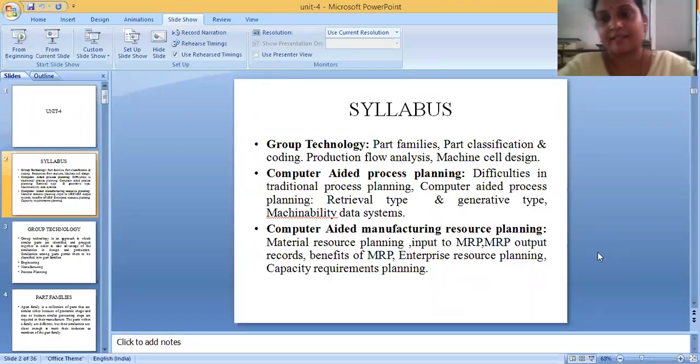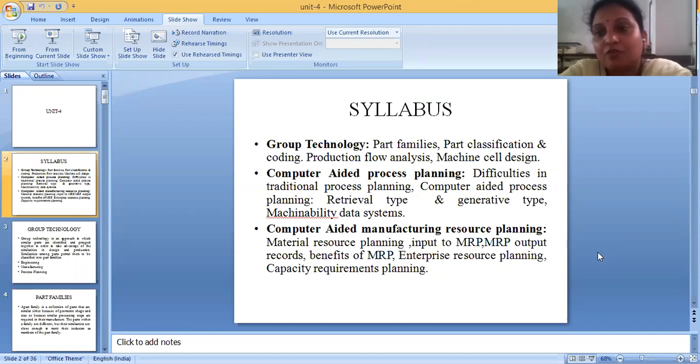This is Udashi, working as assistant professor in the Department of Mechanical Engineering in St. Peter's Engineering College. We are discussing Unit 4 of CAD/CAM. In the last class, we discussed what is group technology and what is computer-aided process planning. In today's class, let us discuss computer-aided manufacturing resource planning.